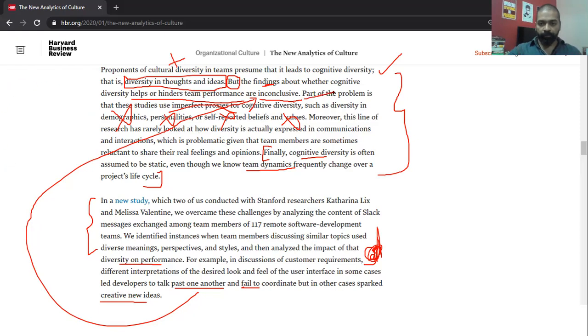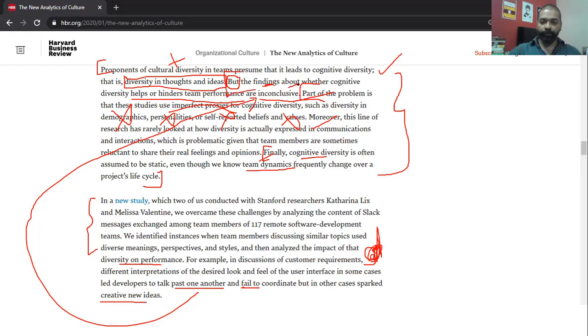Part of the problem, okay, moreover, finally. So we have 3 points to justify. So obviously this entire thing is elaboration. Okay, all this is an elaboration exercise. What is the argument? And this part is build up. Okay, proponents think like that. Where is the argument here? The argument is this part.